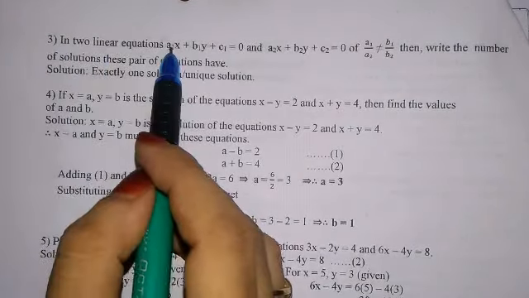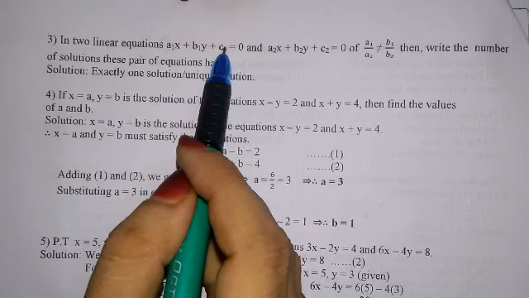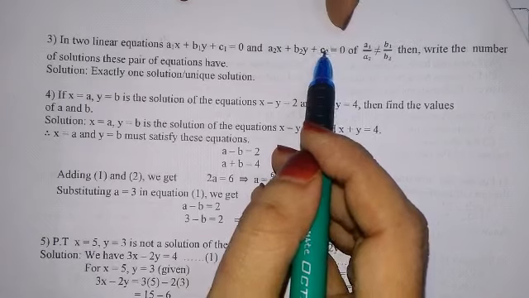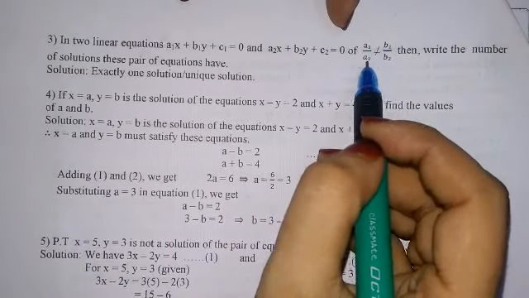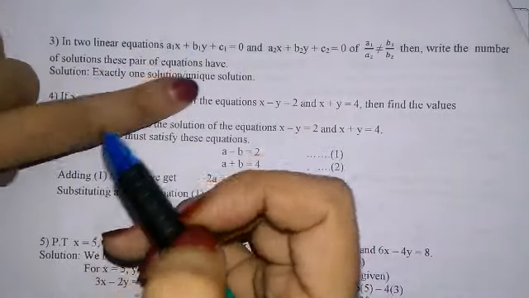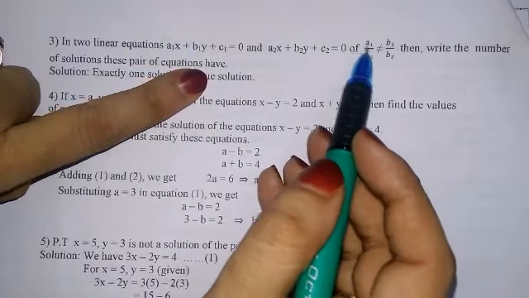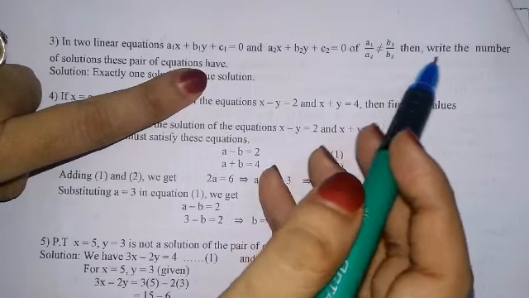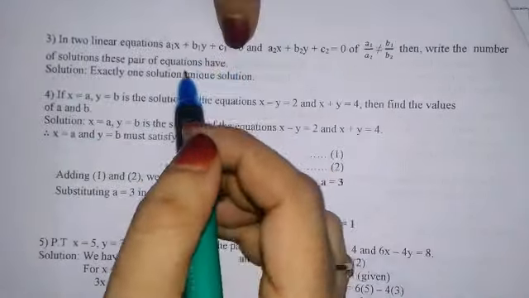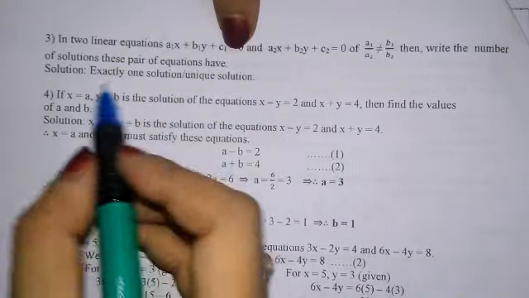In two linear equations, a1x + b1y + c1 = 0, this is again the general form, and a2x + b2y + c2 = 0, if a1/a2 is not equal to b1/b2, write the number of solutions. We know that when a1/a2 is not equal to b1/b2, there is a unique solution. So exactly one solution.